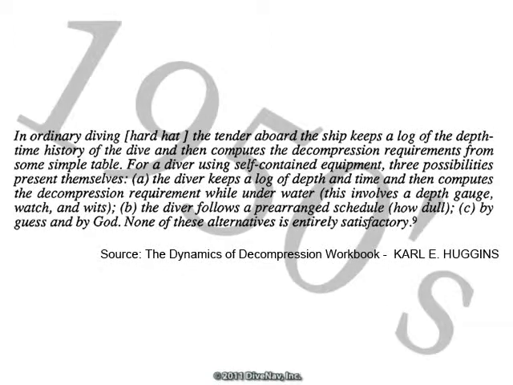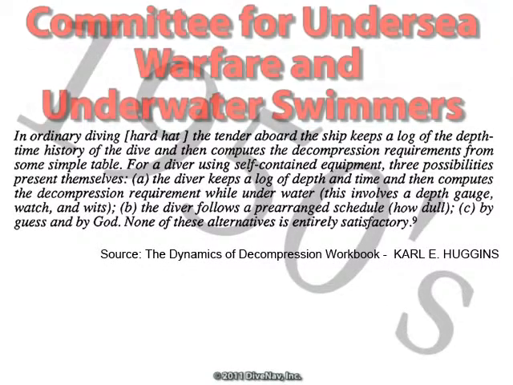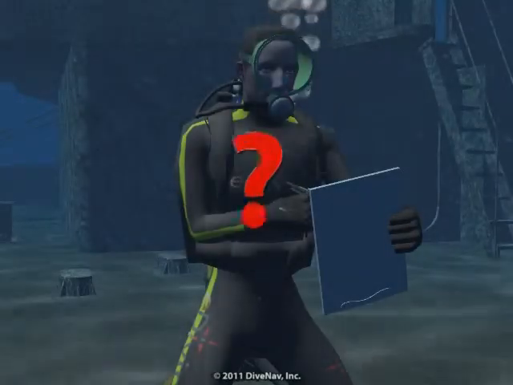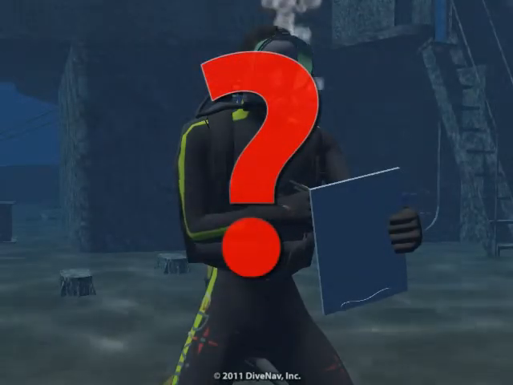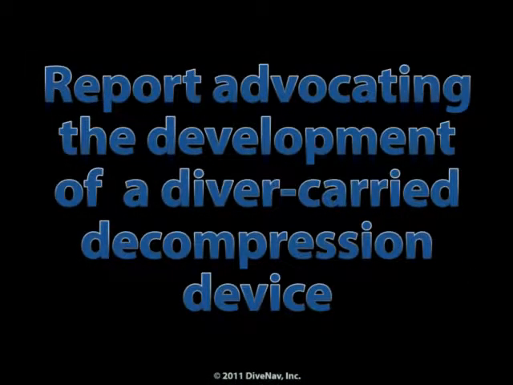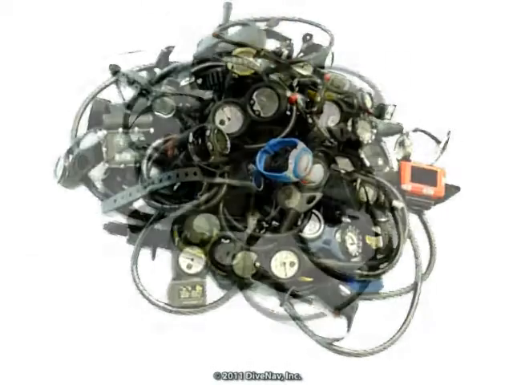In the early 1950s, the US Navy formed the Committee for Undersea Warfare and Underwater Swimmers to identify improvements required in diving equipment to fit scuba operations. And one of the topics addressed by this committee was how to control the decompression of a non-tethered, free-swimming scuba diver. The committee produced a report advocating the development of a diver-carried decompression device. And the dive computer race so started.